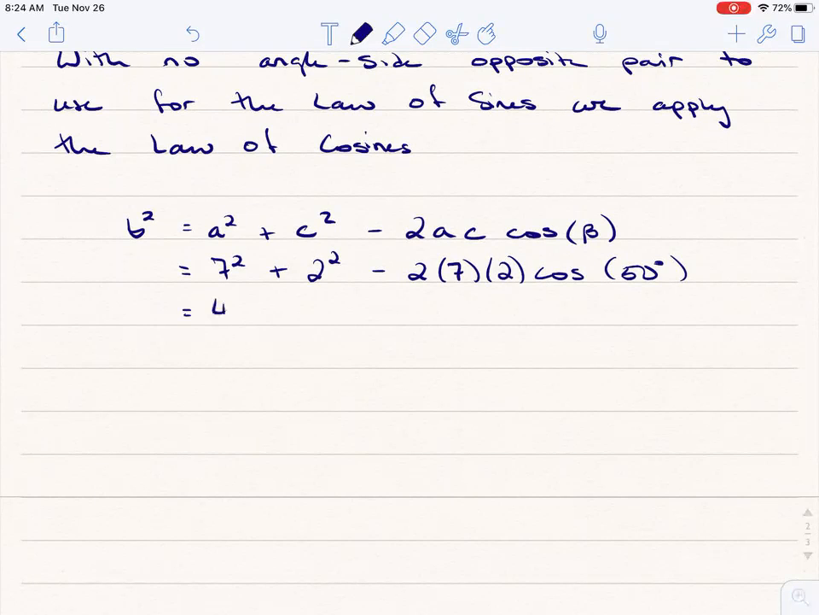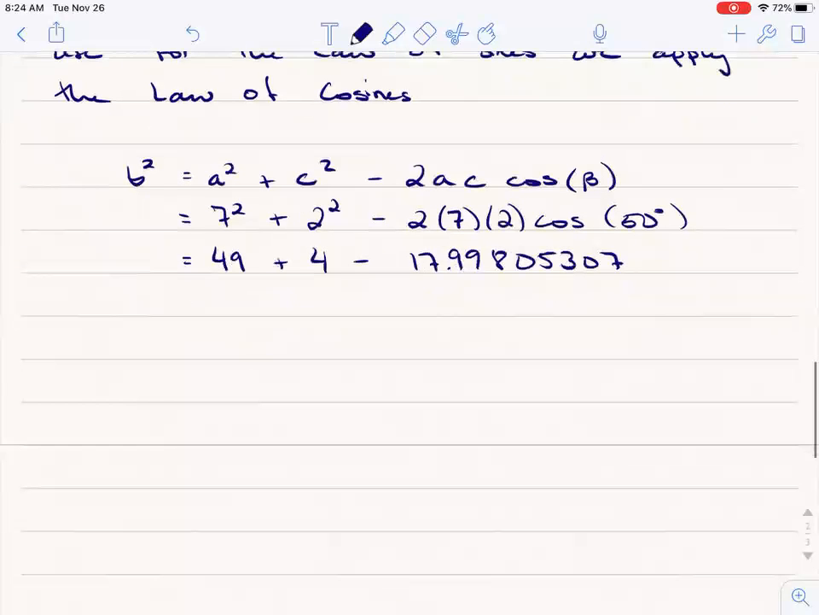And so I've got 49 plus 4 minus 17.99805307. Keeping all those decimal places, of course. In fact, I'm just going to use it in my calculator here. And so I'll do brackets 49 plus 4, and then subtract the previous answer. So now I get 35.00194693.